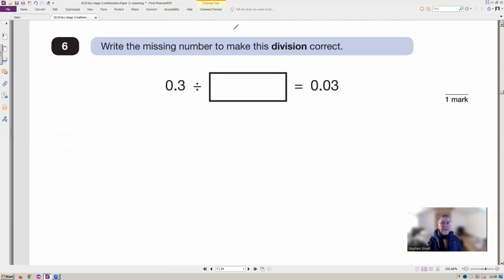Write the missing number to make this division correct. So 0.3 divided by something makes 0.03. So it's gone down by another, basically, that's a tenth of this one. All right, so that's the hundredths column, this is the tenths column. So we must divide it by 10. That's right. Tenths divided by 10 makes hundredths.